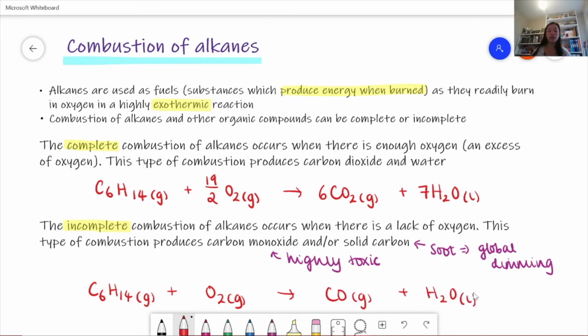And then to balance, we would have 6 carbons and 7 waters, and then we would have 13 over 2 oxygens. So if we have a lack of oxygen, then carbon monoxide will be formed instead of carbon dioxide. And this carbon monoxide is very, very toxic. It's also known as the silent gas because it can replace the oxygen going around your blood, and your blood can carry around carbon monoxide instead. So then you'd have a lack of oxygen, and so you'd find it really hard to breathe.